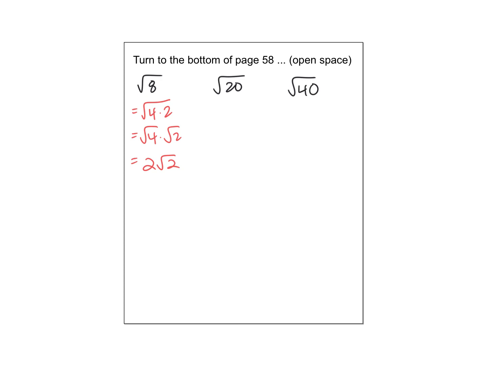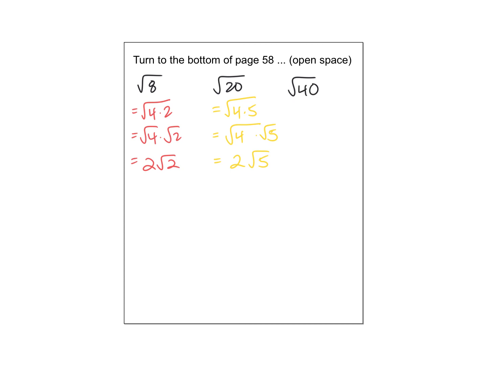Moving on to our second problem. Biggest perfect square number that goes into 20, ironically again, is 4. So I really have the square root of 5 times 4. And I can even give them their own individual square root signs. So the square root of 4 is 2, so we have 2 root 5.